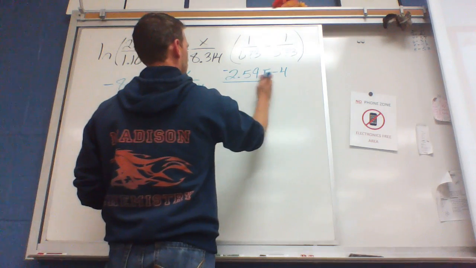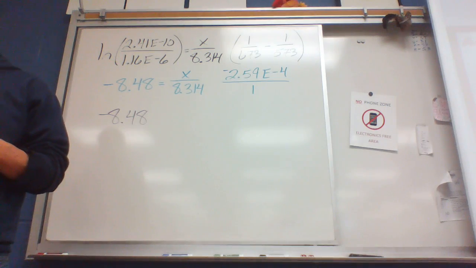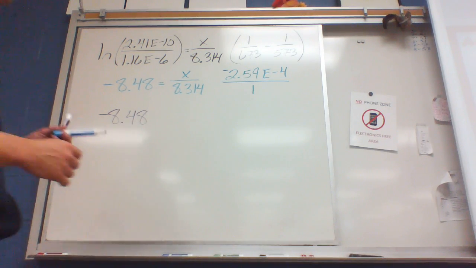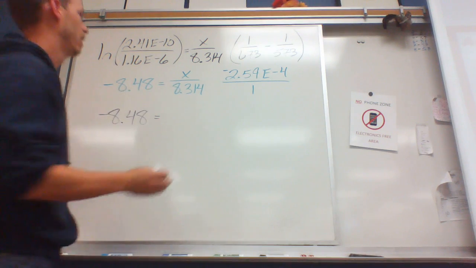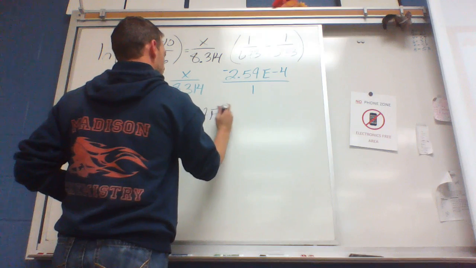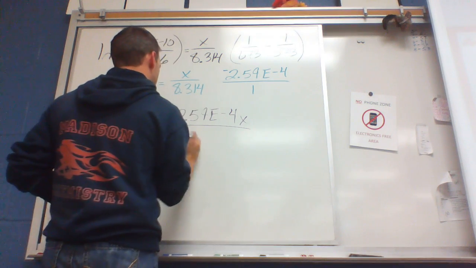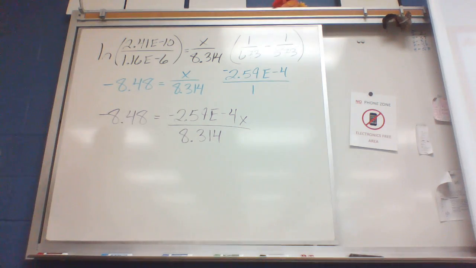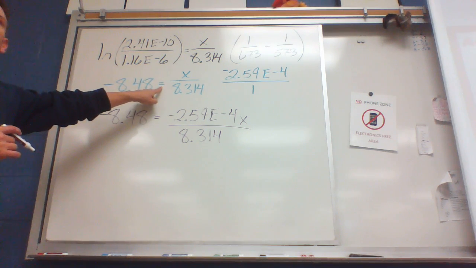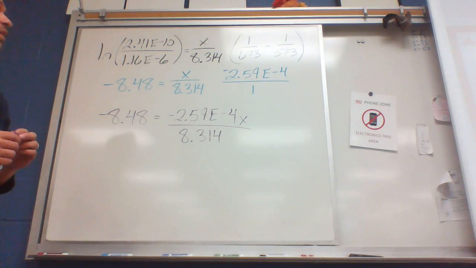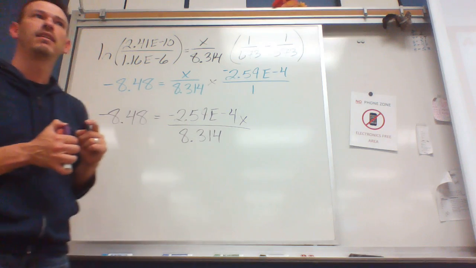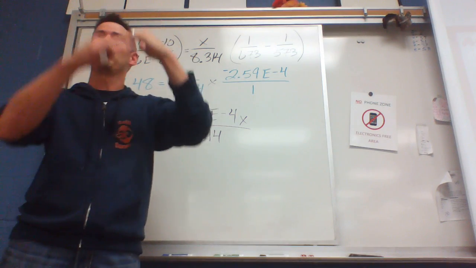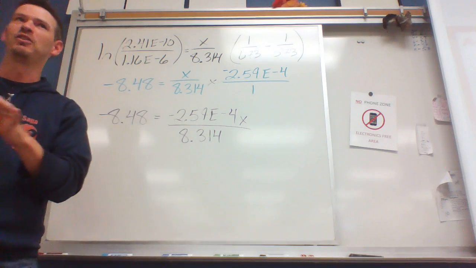The reason I wrote it weird is because sometimes y'all really like to see it in fraction form. If you remember the way that you multiply fractions, you just go straight across. So really, this is going to end up equaling negative 2.59 e negative 4x over 8.314. You need an equal sign between your expressions to cross-multiply. If you're multiplying fractions, it's this times this and this times this. If you're dividing fractions, then you multiply by the reciprocal. None of that's happening here.